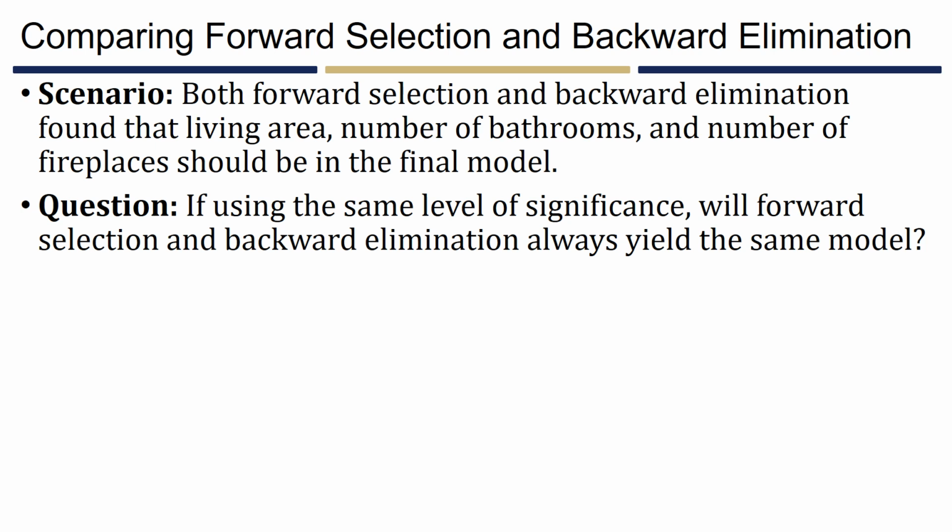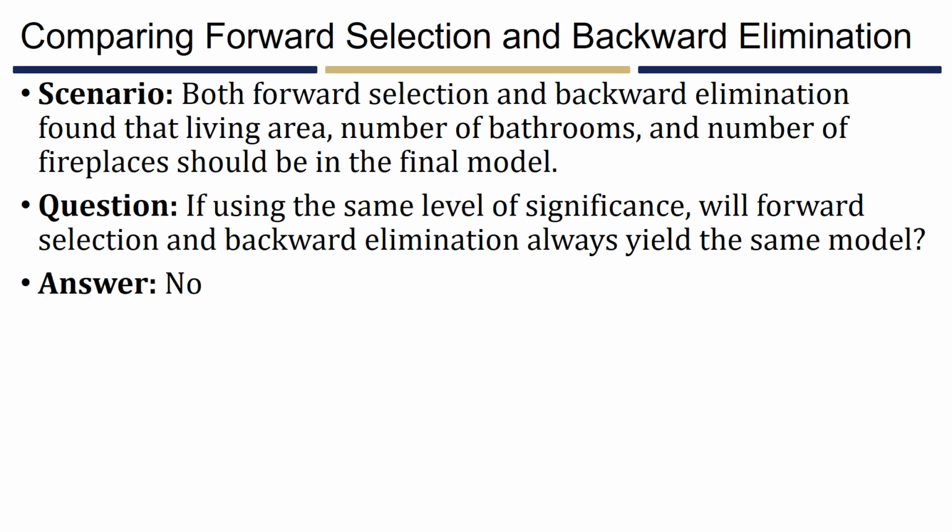So to finish things off, let's recall that both forward selection and backward elimination gave us the same final model. They both found the living area, number of bathrooms, and number of fireplaces should be included in the final model. So the question here is, well, if we're using the same level of significance, will forward selection and backward elimination always yield the same final model? And the answer here is actually no.